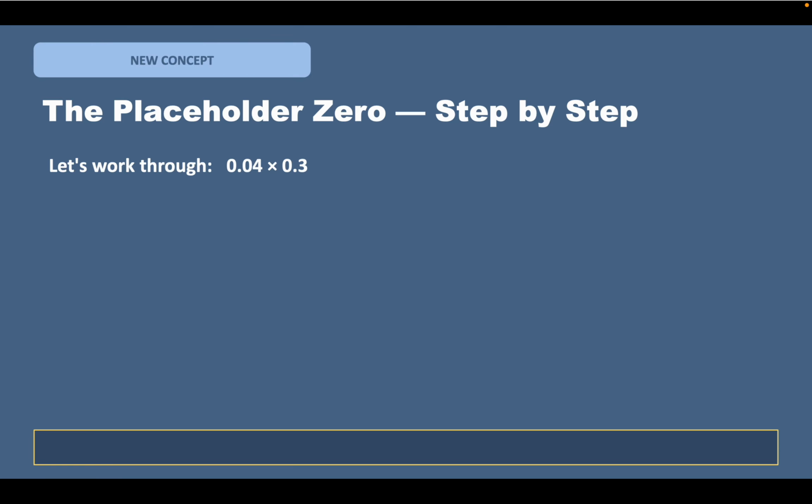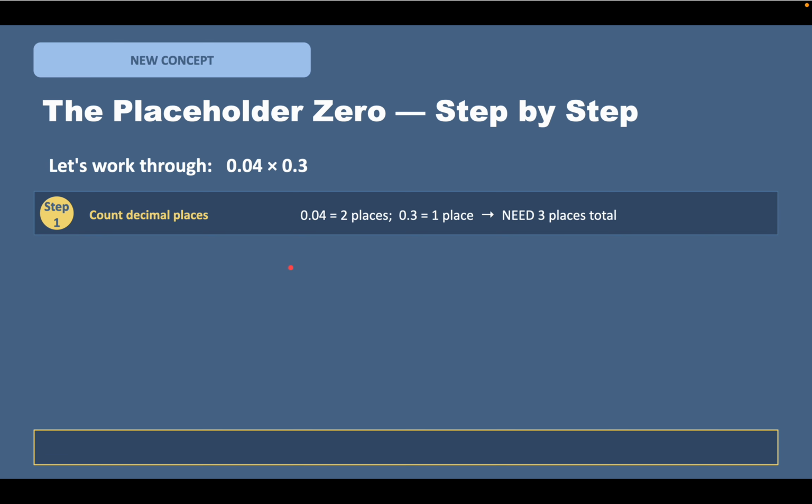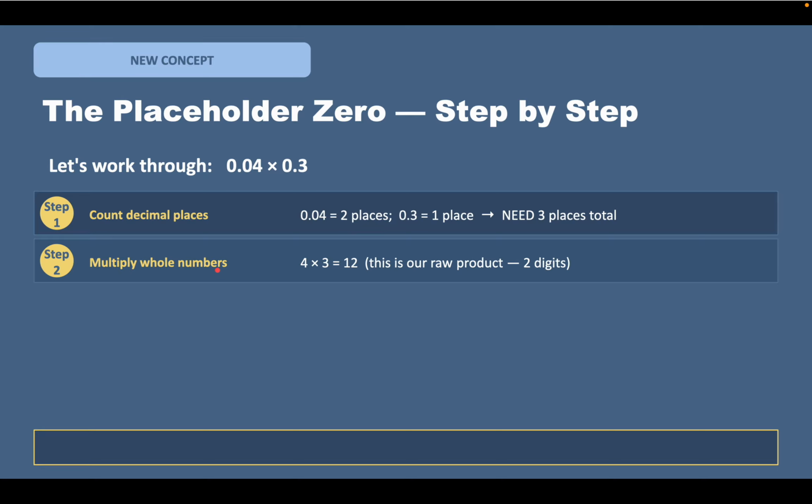So let's work through this. 4/100ths times 3/10ths. Step one is we're going to count the decimal places. We have 2 places in 4/100ths, and we have 1 place in 3/10ths, right? So we have 1, 2, 3 places total after the decimal point. Step 2, we're going to multiply the whole numbers. So we're going to do 4 times 3, which equals 12.